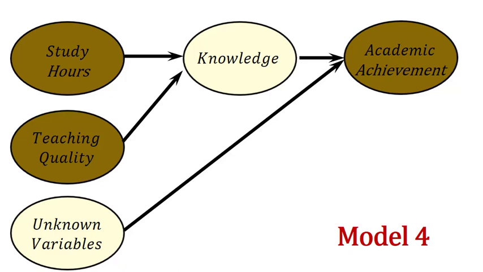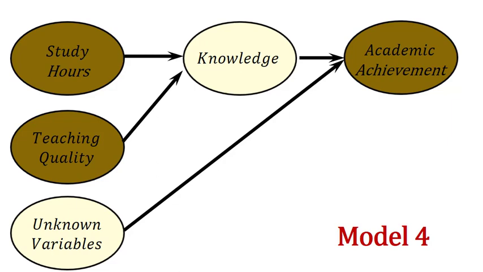And model 4 has a new latent variable called knowledge, and basically what it says is that teaching quality and study hours do not directly influence academic achievement. What teaching quality and study hours produce is some knowledge in the individuals, and it's that knowledge that the individuals have that will cause the academic achievement. So knowledge here is a latent variable.